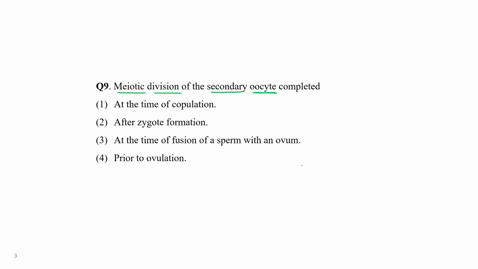Take 5 seconds. Okay, so meiotic division of the secondary oocyte is completed at the time of fusion of sperm with an ovum. So we can say at the time of fusion of sperm and ovum, the second polar body is released because of the meiotic division. So the correct answer would be choice number 3.